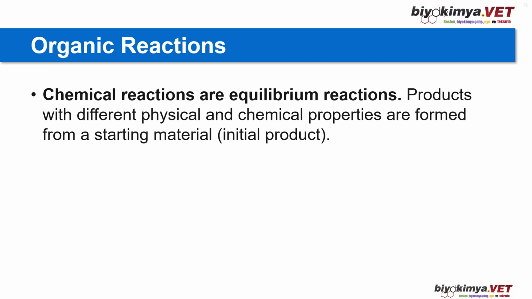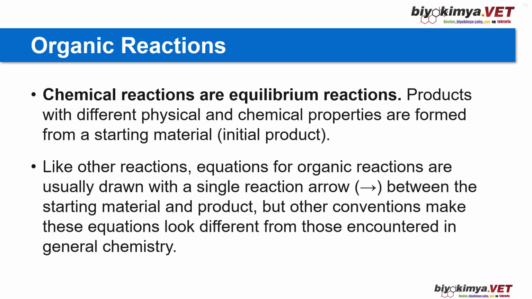Chemical reactions are equilibrium reactions. Products with different physical and chemical properties are formed from a starting material, an initial product. Like other reactions, equations for organic reactions are usually drawn with a single reaction arrow between the starting material and product. But other conventions make these equations look different from those encountered in general chemistry. The reagent, the chemical substance with which an organic compound reacts, is sometimes drawn on the left side of the equation with the other reactants.